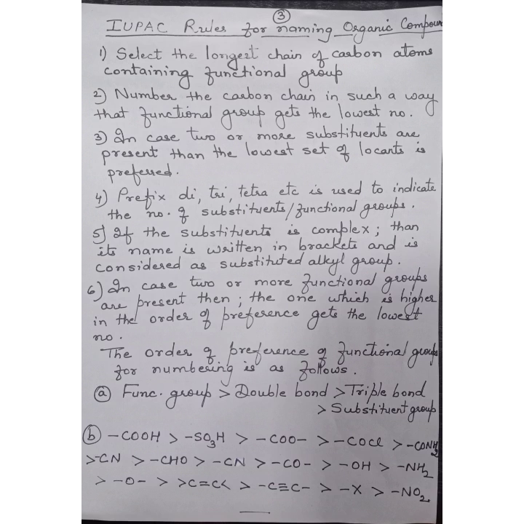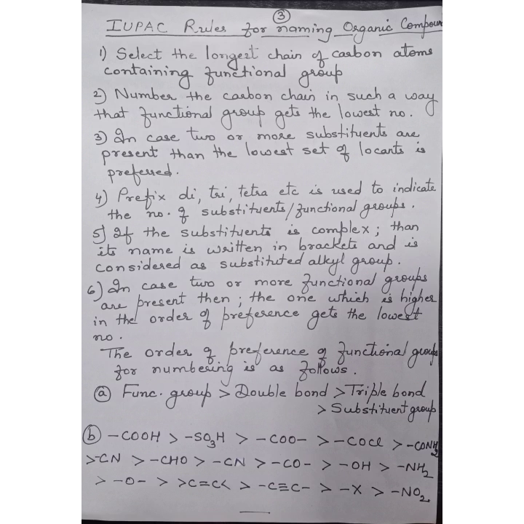For naming an organic compound containing a functional group, select the longest chain of carbon atoms containing the functional group. Number the carbon chain in such a way that the functional group gets the lowest number. In case two or more substituents are present, then the lowest set of locants is preferred. Prefixes like di, tri, tetra, etc. are used to indicate the number of substituents or functional groups. If the substituent is complex, then its name is written in brackets and is considered as a substituted alkyl group.